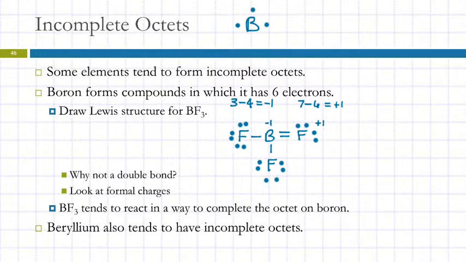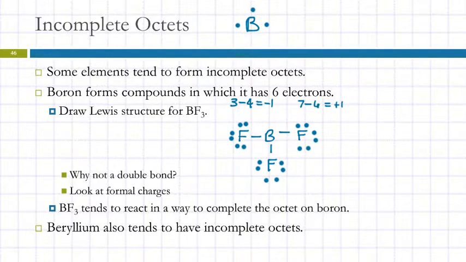That's worse, right? And to make things even worse, here we've got the negative charge on the boron when fluorine is the most electronegative element. So this is just not good. So we don't want to do that. We want to keep it like this.